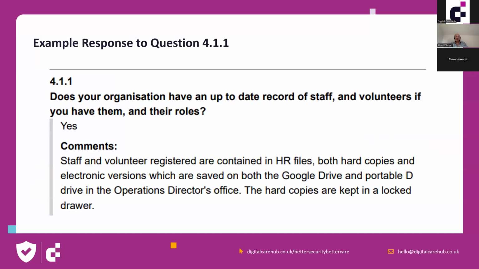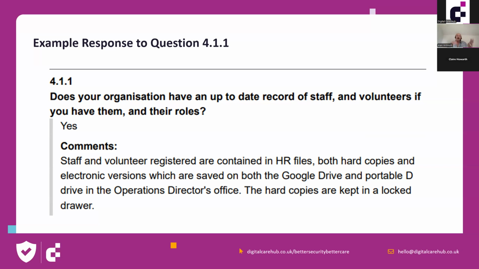Okay, so just as an example of using the comments box here, same question, and you can see that in the comments box here it says staff and volunteer registers are contained in the HR files. So it's about the location, and it's got both hard copies and electronic versions, and it states where the electronic versions are stored and where the hard copies are kept, in this case in a locked drawer, etc.